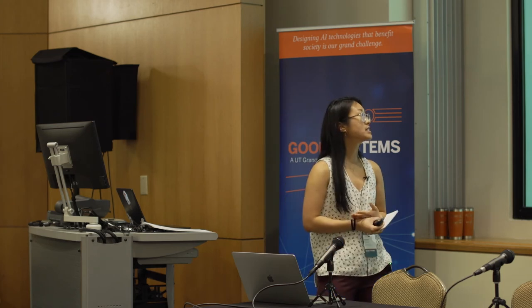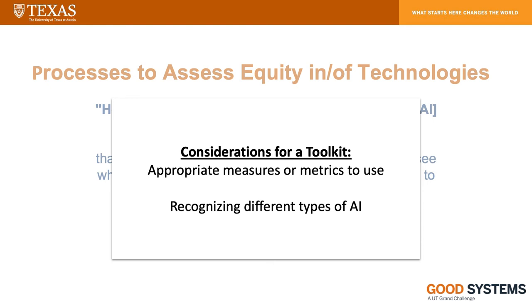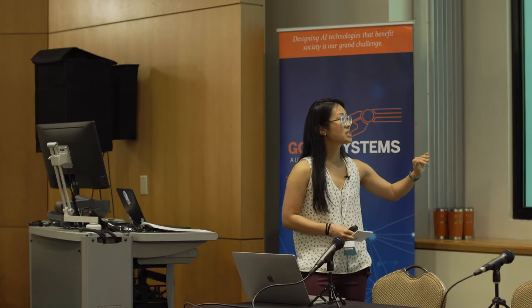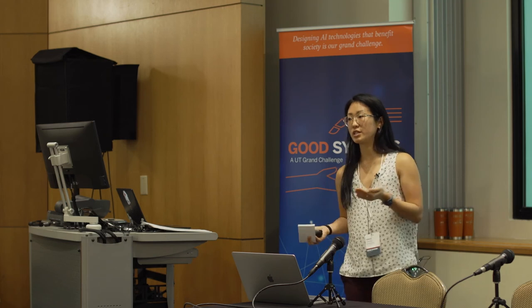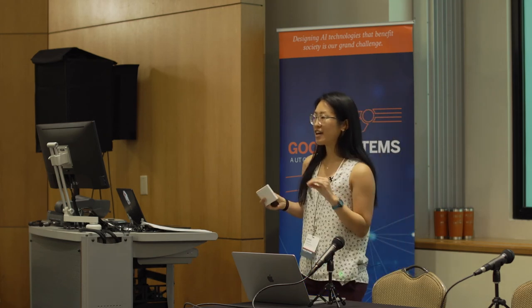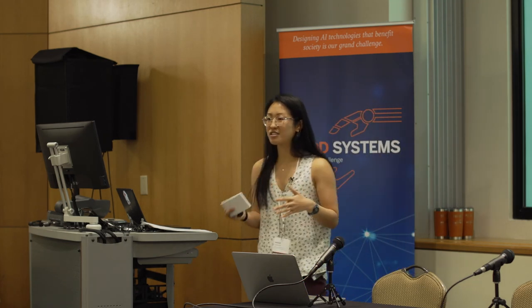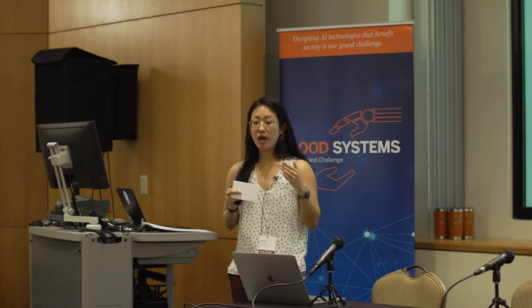So one of the considerations that this leads to when we're thinking about an AI equity toolkit is trying to support these departments in identifying what are the appropriate measures and metrics that they should be using in these different steps of technology: procuring it, testing it, using it, evaluating it. Something else that comes into play, though, is that when we were speaking with the different departments, they have different types of AI that they're using. They might be kind of nascent in their stages of it. So you have some who are developing chatbots, and then you have some that are using immersive drones and robots.